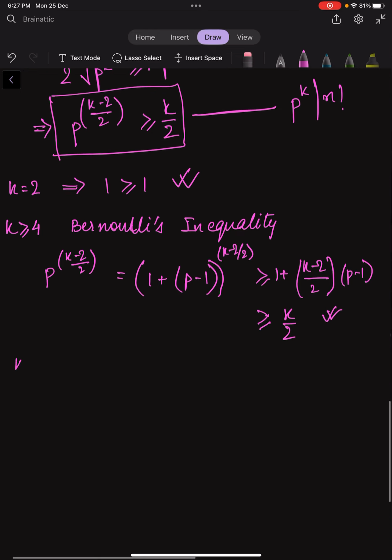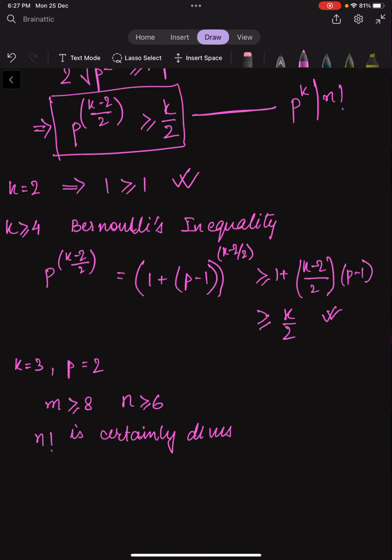Finally, for k equal to 3, we may see that if k is equal to 3 and p is equal to 2, then we have m greater than or equal to 8 and n greater than or equal to 6. And n factorial is certainly divisible by 8. Hence, we have shown that p^k divides n factorial.